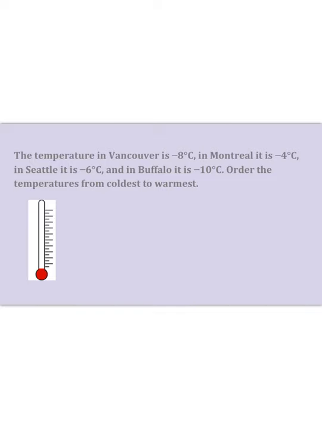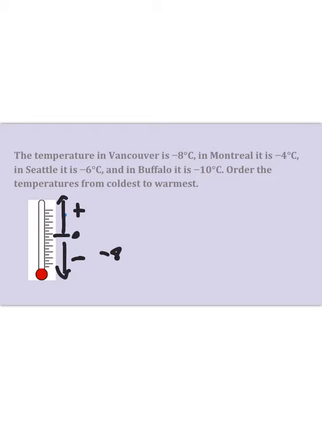This is a temperature problem, and I gave you a picture to remind you how temperature works. Remember, as we move up, those are positive numbers. As we go down, those are negative numbers, okay? So it says the temperature in Vancouver is -8. So I'm just going to put -8 on my number line. I'm not going to make it because the temperature gauge is too small, but there's -8.